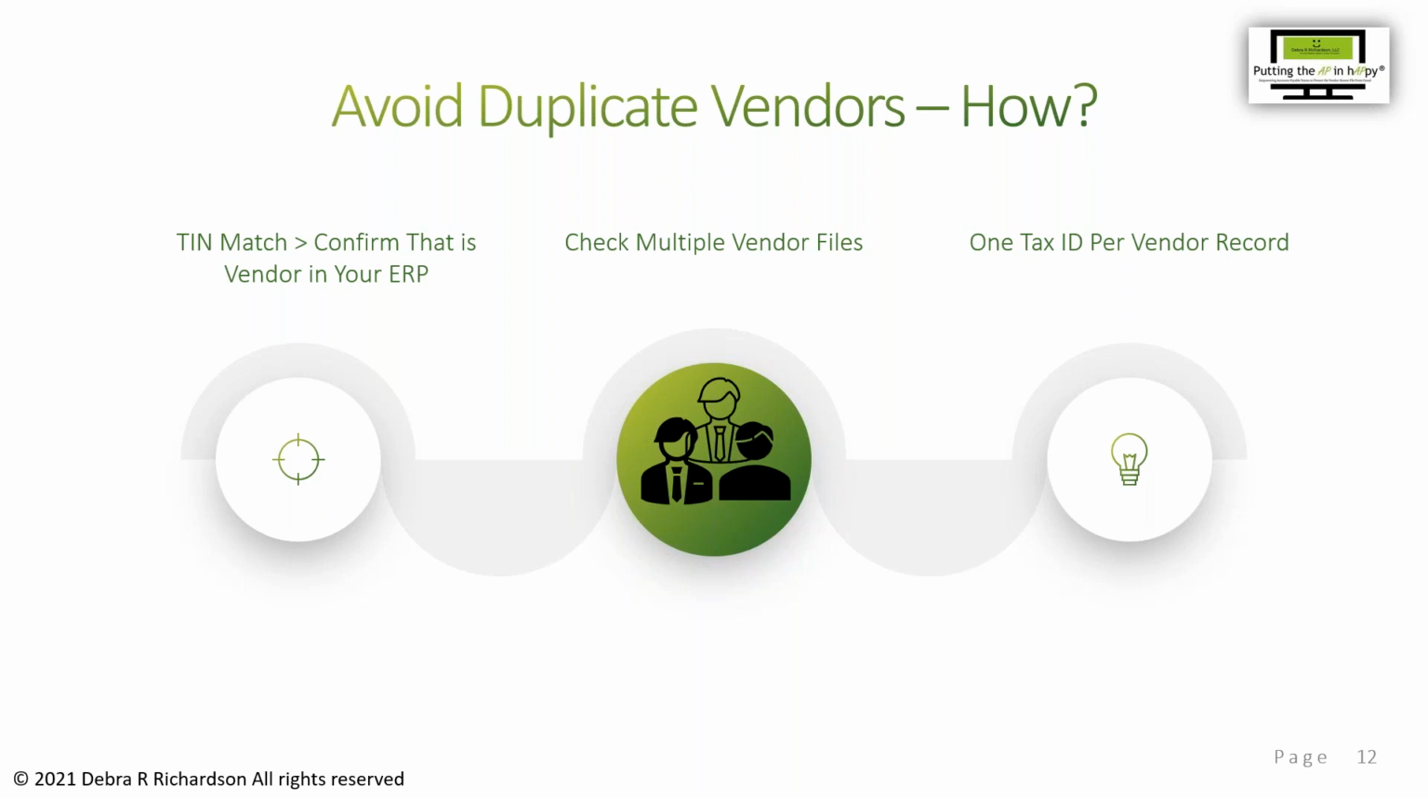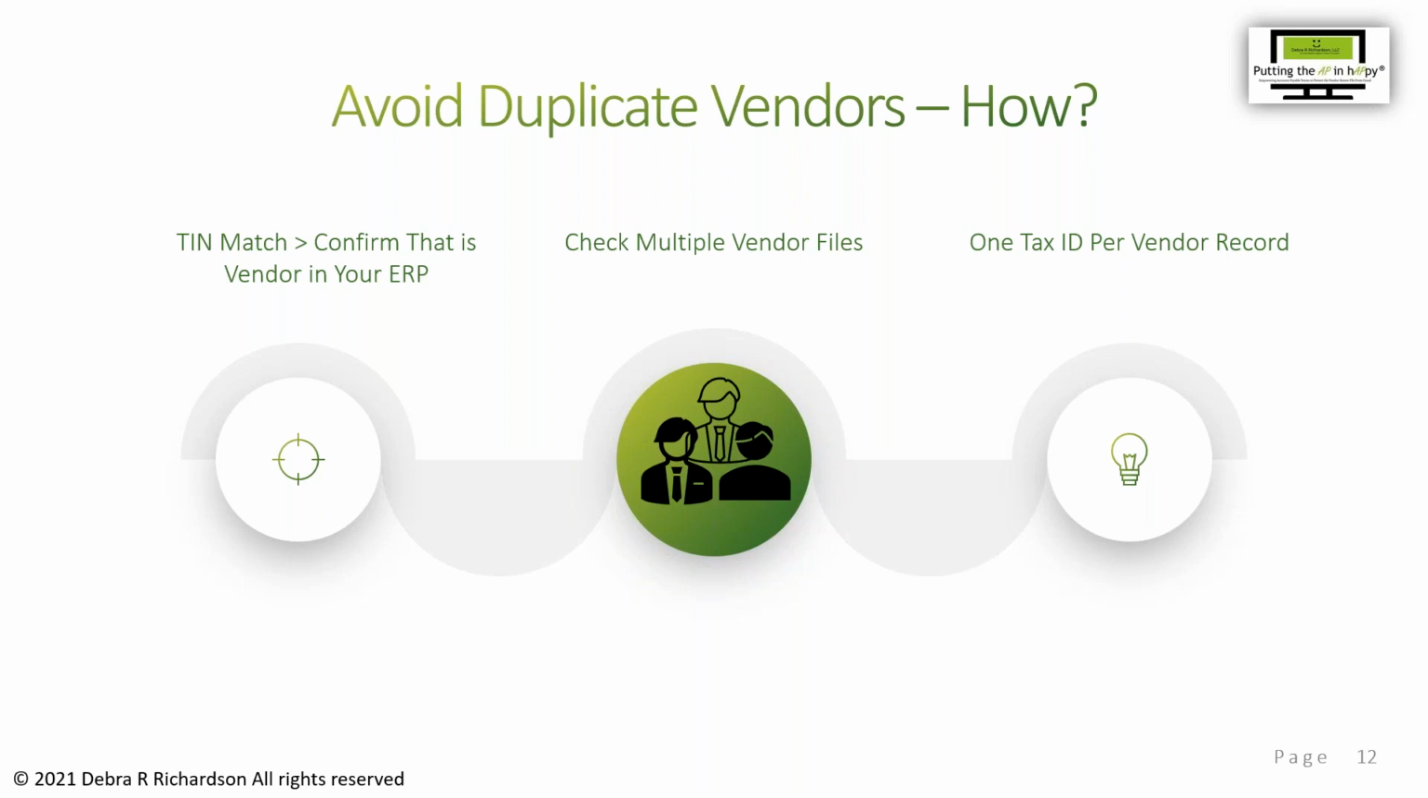Maybe a different system is the system that the vendor ultimately needs to be set up in, because sometimes those systems are based on different entities of your organization. So maybe they do belong in a different system, but you can take that opportunity to review any other system that they may be in, so that you can update that vendor record as well.